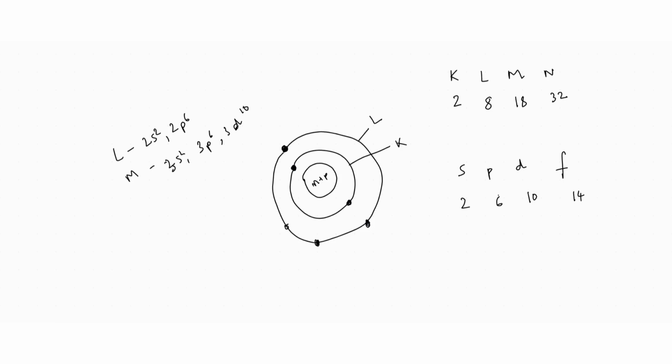But there is one twist. 4s2 comes before 3d10. Yes, 4s will come before 3d10 comes. So I want to add one more picture.